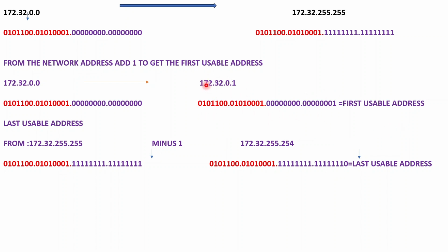So it is very simple. So the first usable address ya 172.32.0.0, it is 172.32.0.1. Hiyo the first usable address ya kwenye network yetu ya 172.32.0.0.